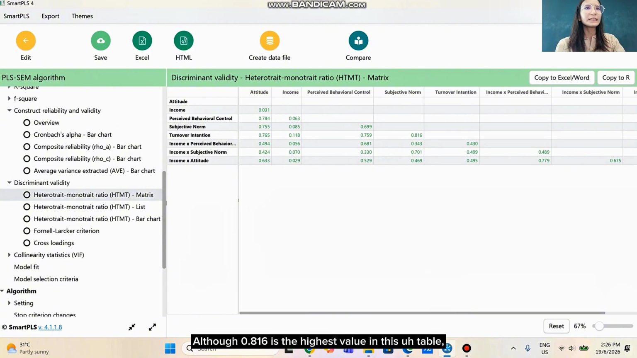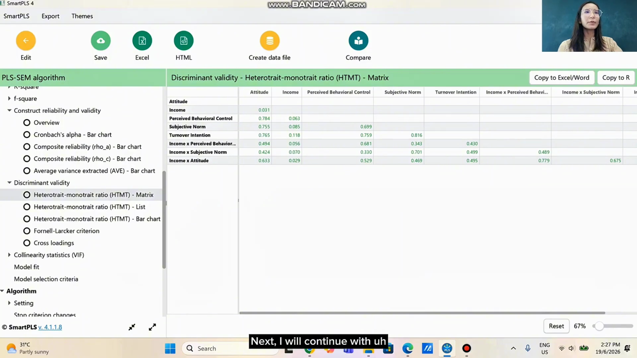Although 0.816 is the highest value in this table, it's still below 0.9. This means the constructs are still different from each other. So based on the HTMT result, the discriminant validity is achieved. This means each construct in my model measures a different concept, and there is no serious overlap between the constructs.